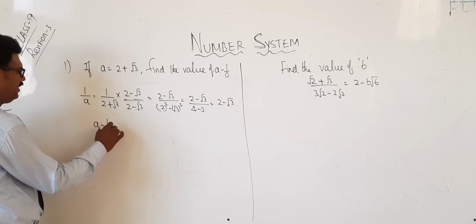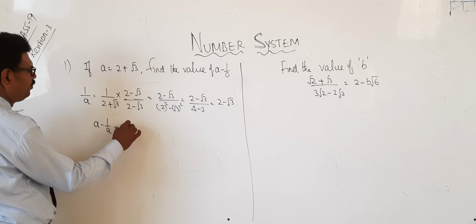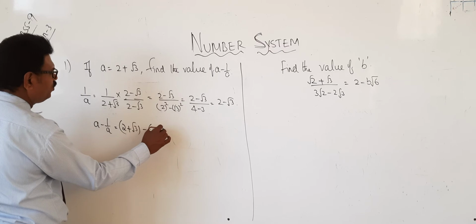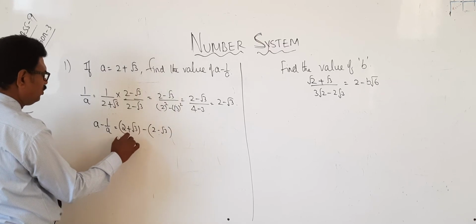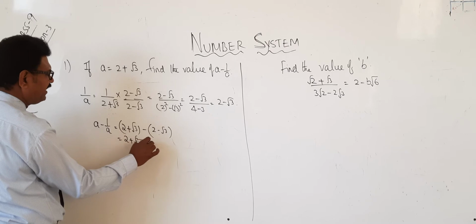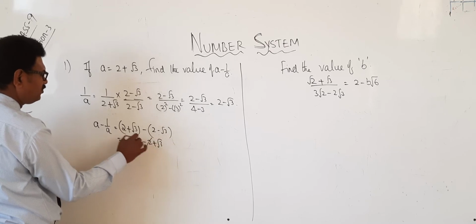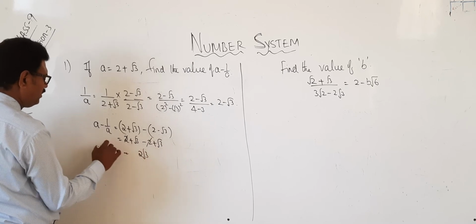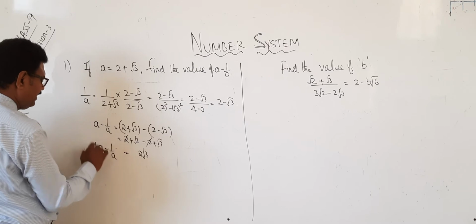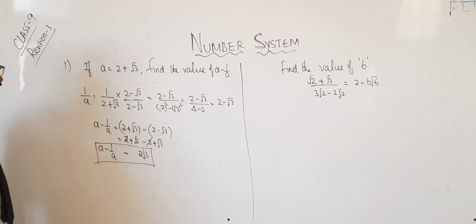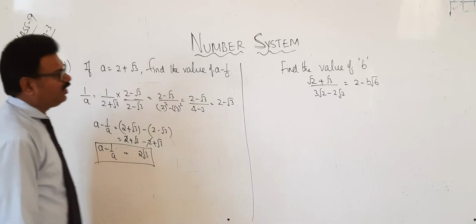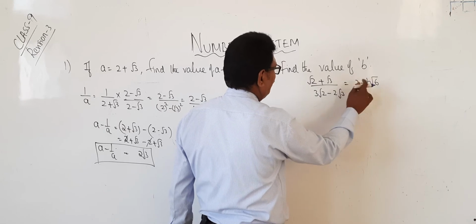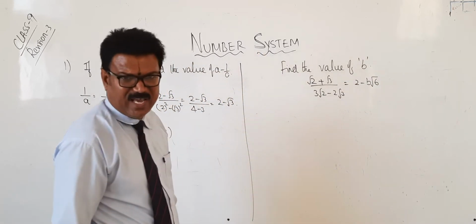Now we will find out a minus 1 by a. A is 2 plus root 3, minus 1 by a, which equals 2 minus root 3. Therefore, 2 plus root 3 minus 2 plus root 3. Plus 2 minus 2 cancel. Root 3 plus root 3, 2 root 3. Therefore, a minus 1 by a equals 2 root 3. Okay? Did you understand? Yes. Now here, very, very simple. If you rationalize, this answer will come, but the b value will be different. That value we have to find.